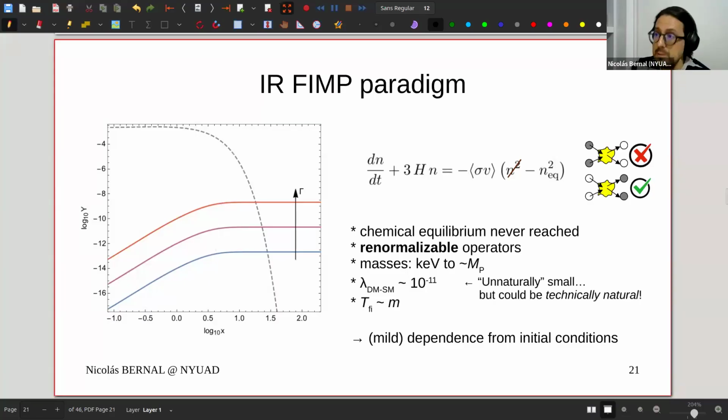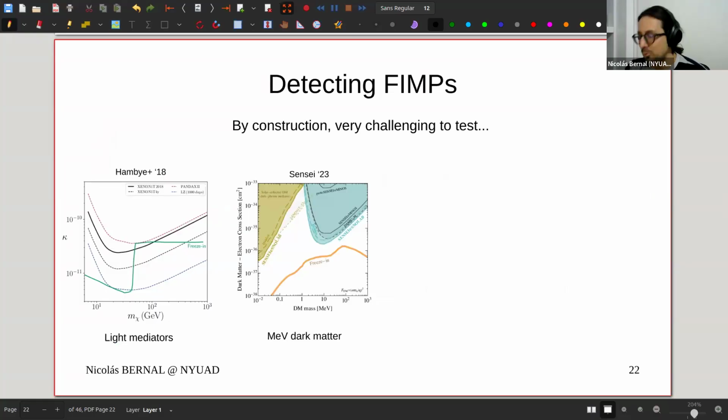Okay, what about detecting FIMPs? Well, by construction it is very complicated, but you cannot complain because you want to avoid thermalization. That means you need to have small interaction rates. That implies small couplings, and if you have small couplings, small cross sections are difficult to detect. Surprise, surprise, right? However, it's not hopeless, even if you have very small couplings, 10 to the minus 11.